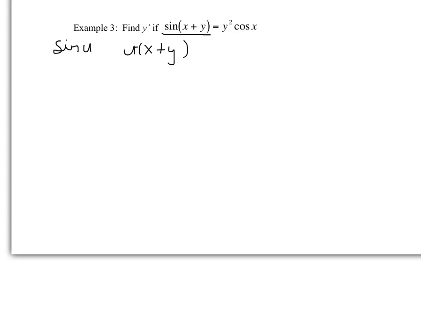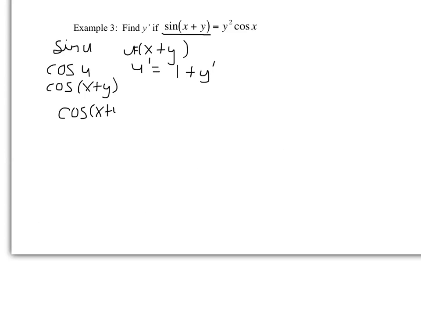So I'm going to say that u equals x plus y, and I'm going to say that the outside function is sine u. So we know that the derivative here is cosine u, so it'll be cosine of x plus y. All right, and then for our derivative here, we know that it's going to be 1 plus 1 y prime. Don't forget to tack on the y prime. So our left side for this function is going to be cosine x plus y times 1 plus y prime.